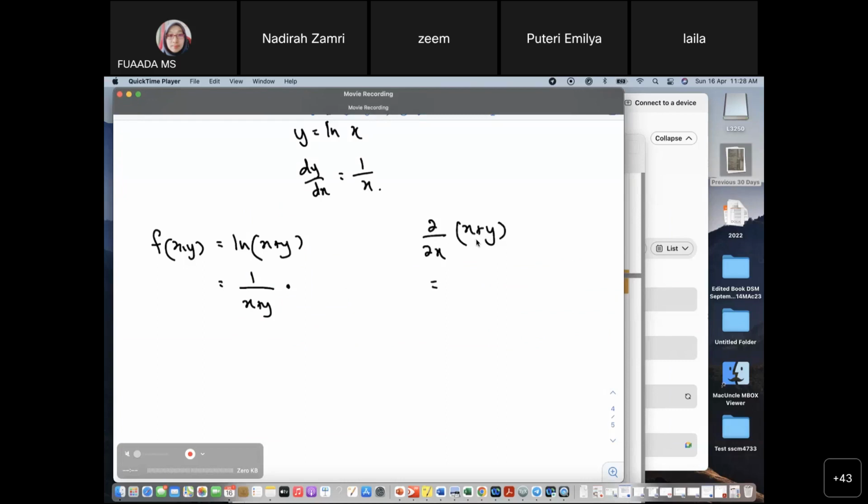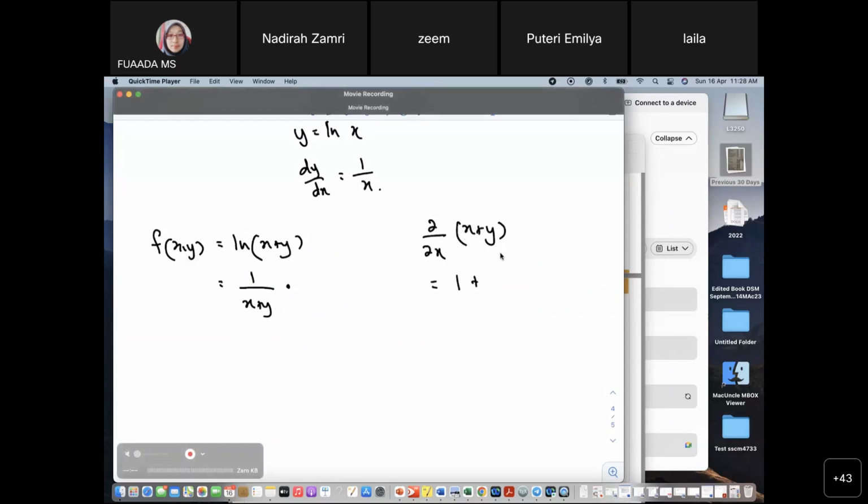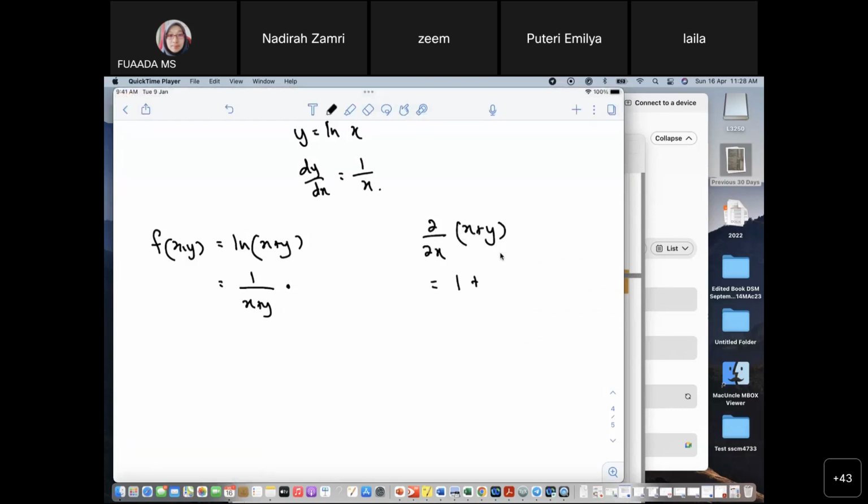So what is the result? We differentiate x, we get 1. Plus, now differentiate y with respect to x. Y is constant, and differentiating a constant gives 0. So you got 1, times 1. So you get 1 over x plus y. That's it.